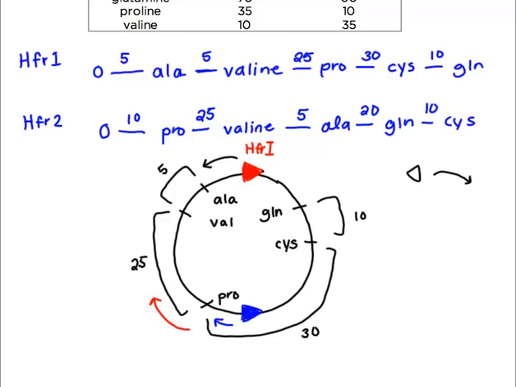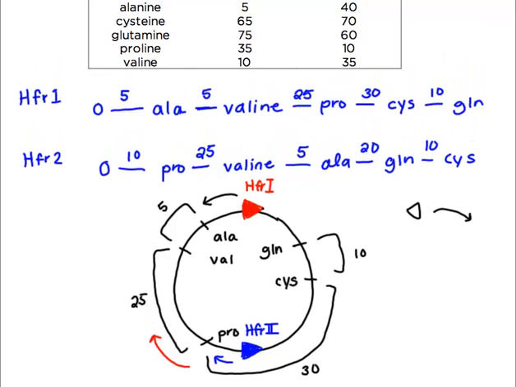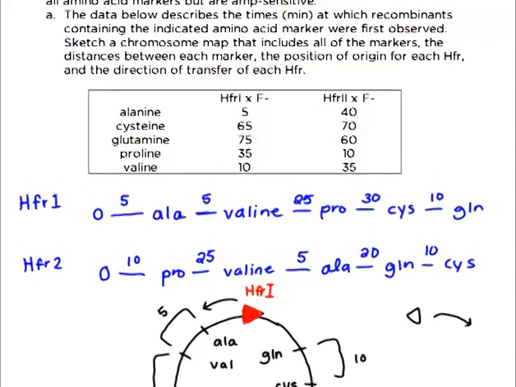Okay, so you have a 10-minute gap to proline, then 25 to valine, that makes sense, 5 to alanine, 20 to glutamine, and then 10 to cysteine. So this is HFR2, and it fits well with our chromosome map. So this is the complete chromosome map that includes all 5 markers for both HFR strains.